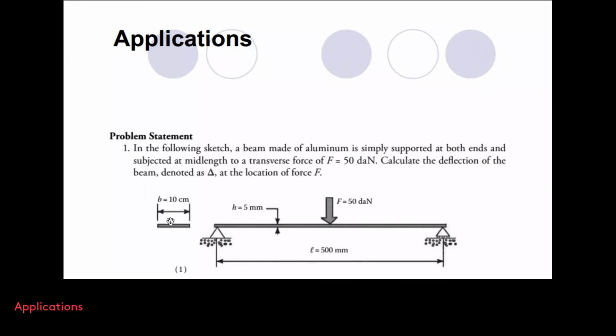So we have a rectangular cross section. The width of the beam is 10 centimeters. Its thickness is 5 millimeters. It's simply supported, and its length is given as 500 millimeters, and moreover it's made of aluminum. Okay, so the Young modulus is around 70 gigapascals.